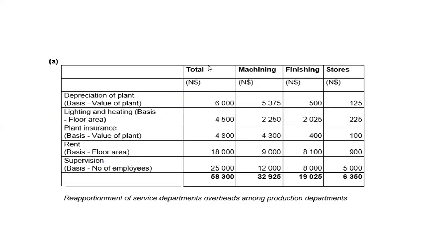In this table, what we did, we just apportioned the overheads between the 3 departments. This is not reapportionment. So now, after apportioning between the 3 departments, what we have to do then is to reapportion the overheads of service departments among the production departments. In other words, since this one is a service department here, there are some overheads apportioned to the service department.